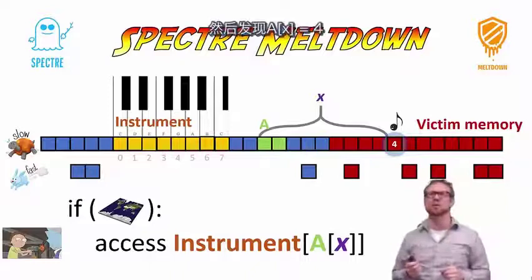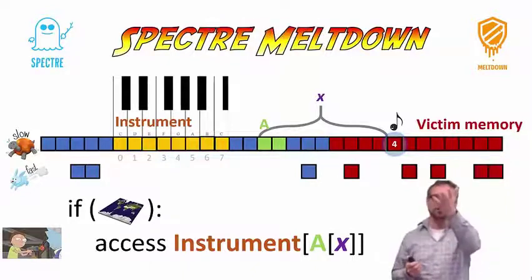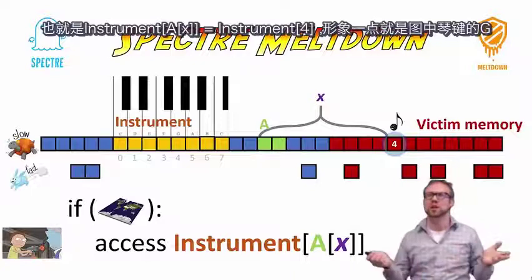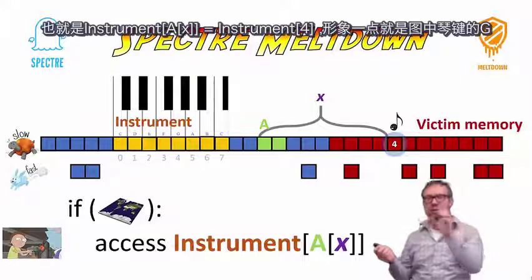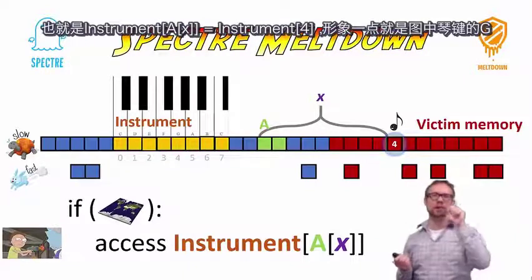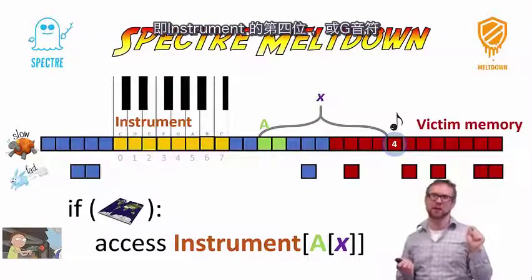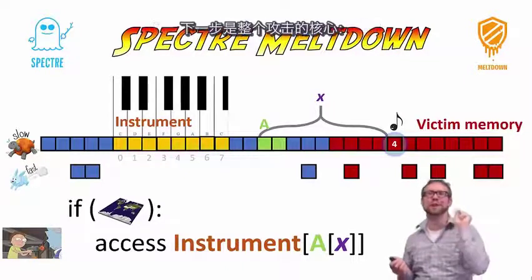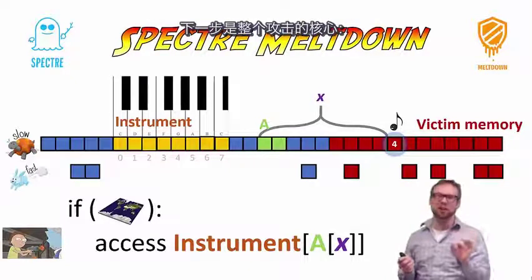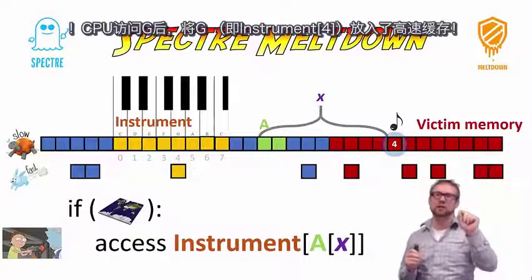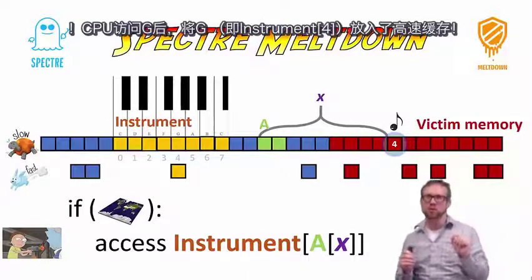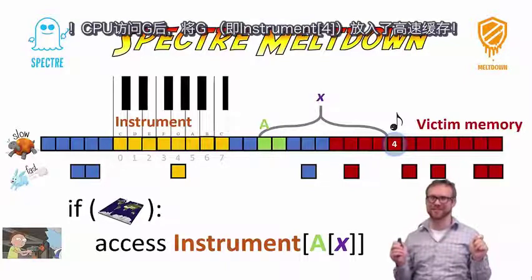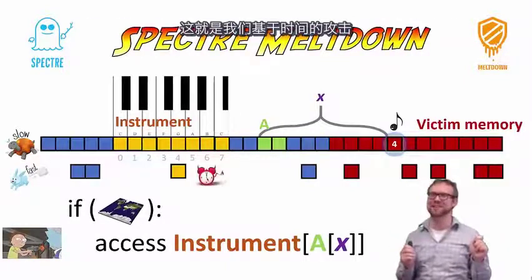And I see that it's actually the letter 4, or the number 4, or the G as a note, if you like my musical analogy. And I'm going to take that, and I'm going to look up in the instrument array at location 4, or note G. I'm going to play it. And what that does, and this is the crucial part about this attack, is that it brings that part of the instrument array into cache. That's where your timing attack comes into play.